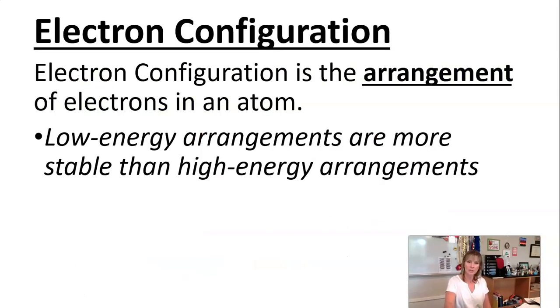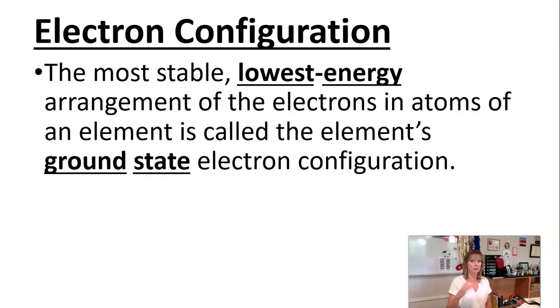So electron configuration is the arrangement of electrons in an atom. Low energy arrangements are more stable than high energy arrangements. Electrons like stability, so they'll fill up in the lowest energy orbital possible. I'm going to show you how to do electron configuration, and what you have to remember is that it's a pattern. You guys have been playing with patterns since kindergarten. Once I teach you this pattern, you'll be able to remember it because it's pretty obvious how it gets set up.